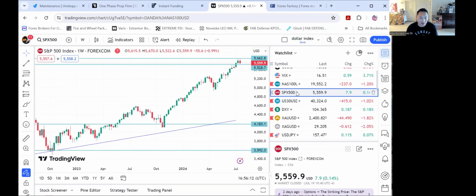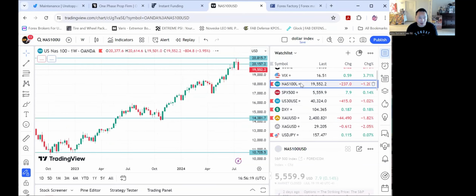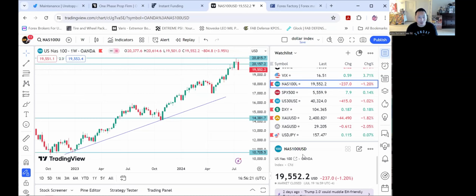Like I said, I don't want to go too crazy on doing a massive sell on S&P 500 or any of the indices yet. Nasdaq was the one that dropped the most on Friday, dropping from 20,600 back down to 19,500. So pretty much a 1,000 point drop here. So pretty insane. And so looking for it to drop back down to 19,000.